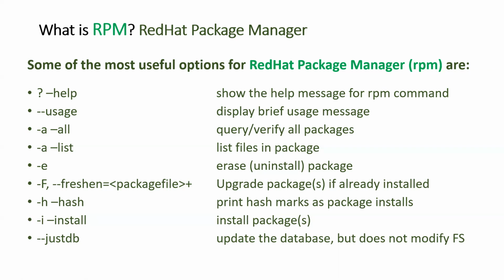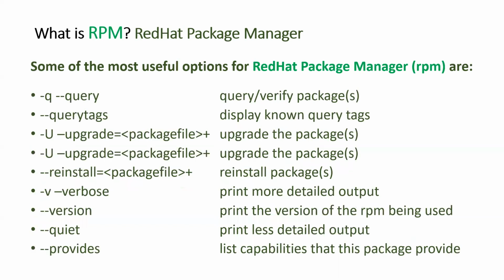rpm -ivh would install it with the verbose option, and at the same time give you a hash for progress. And --justdb updates the database, but does not modify the file system. That's something like a dry run that you could do.